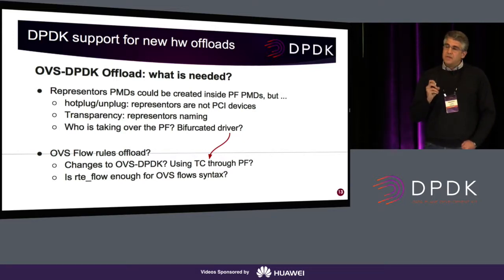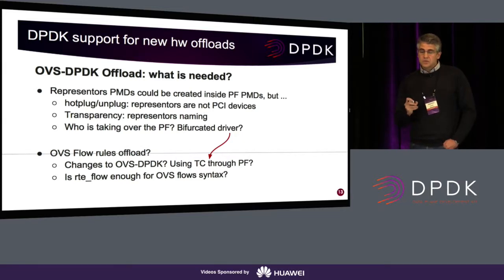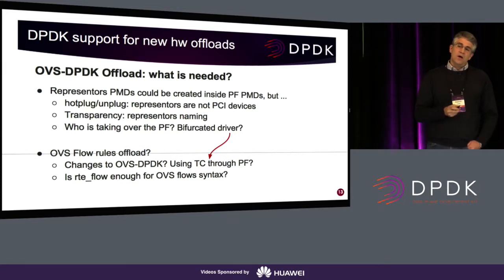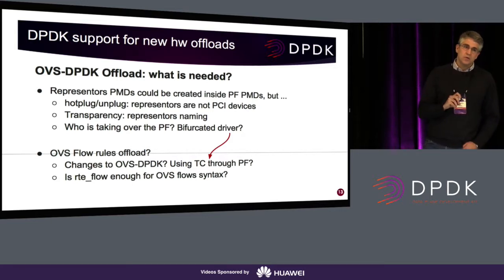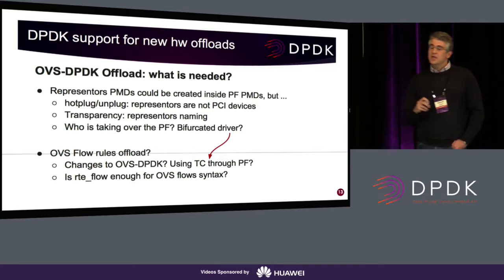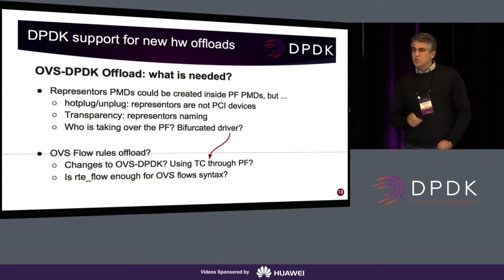And probably the most important point is how to do the flow offload. Okay, we support the flow in DPDK. This is control, this is not the data path. And we at Netronome think that we should leave the control to the kernel. So we have a solution for doing the flow offload through the kernel, through the TC, and we think we should follow this approach if we implement this offload with DPDK.